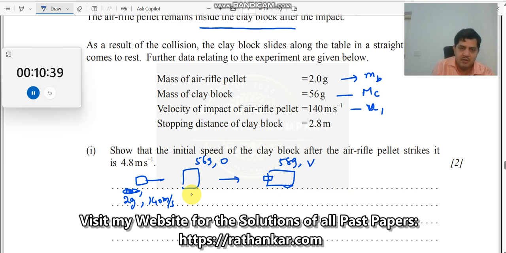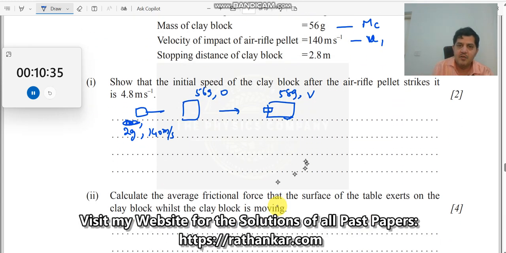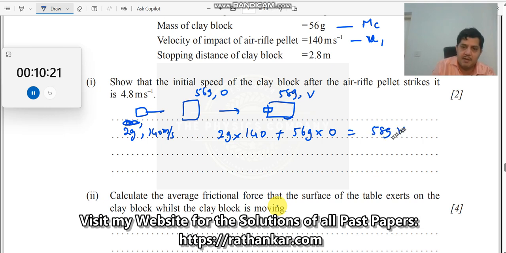So how do I do this? Conservation of momentum. What kind of collision is this? Inelastic collision. So we have diagrammatically drawn the situation. Now we have 2 grams multiplied by 140 plus 56 grams multiplied by 0 should be equal to, after collision, 58 grams multiplied by v. So what do I need? I need only v here. The v should be equal to 2 grams into 140 divided by 58 grams.